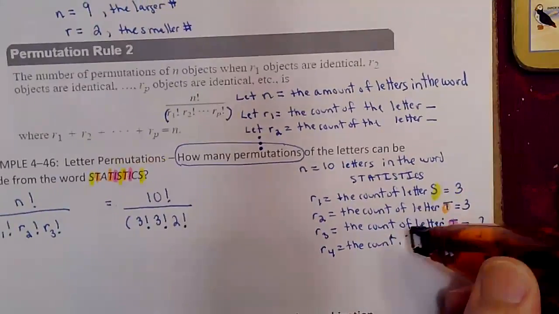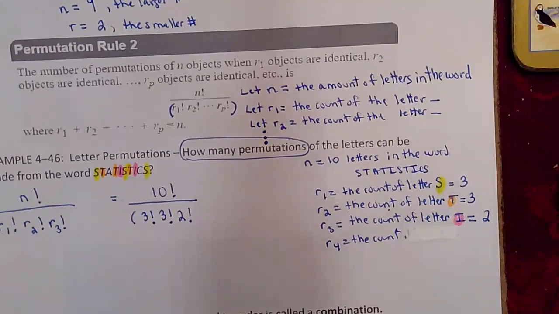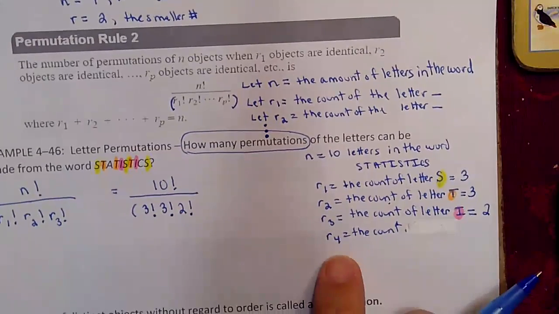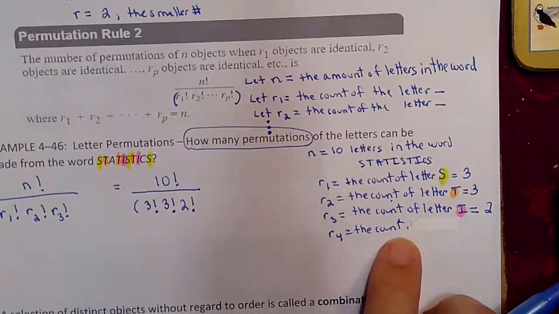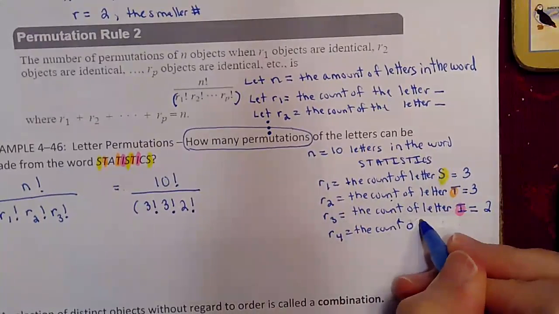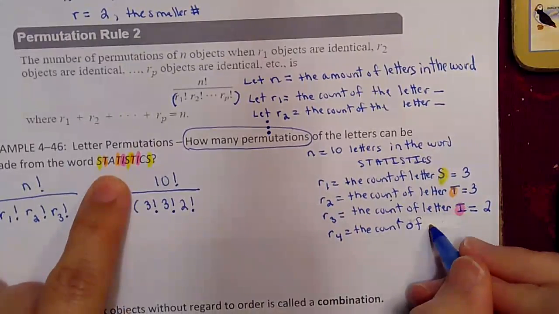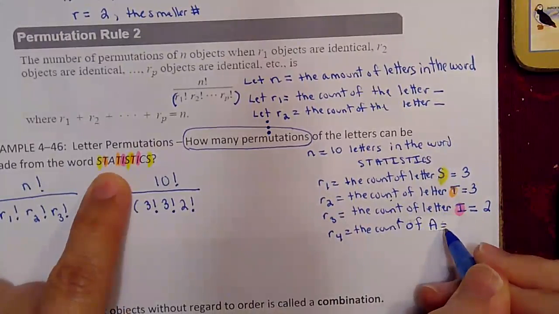Okay, I'm back. Let's see. So now you get the gist of it. This is R equal to the count of, and we know these are letters, so I'll leave out letter, and now I can say A. And A only shows up one time.